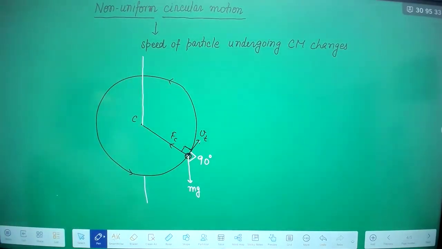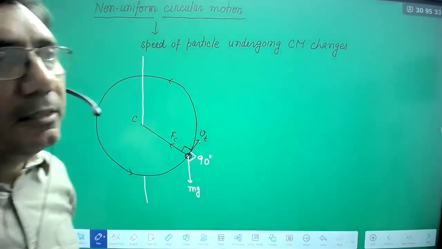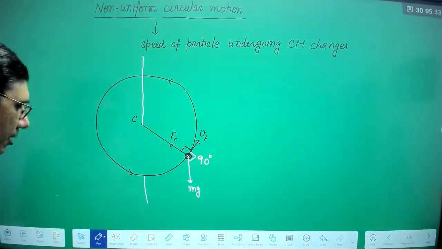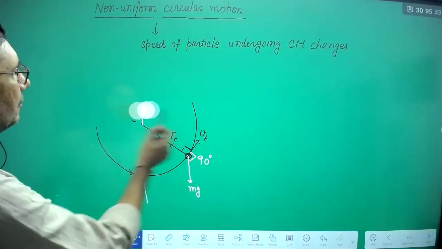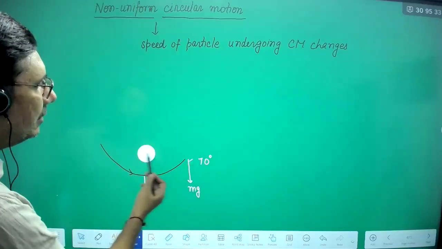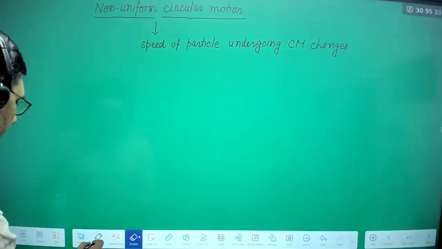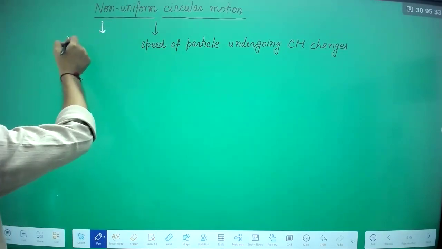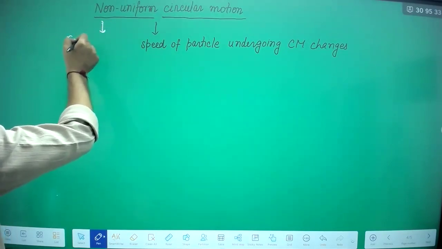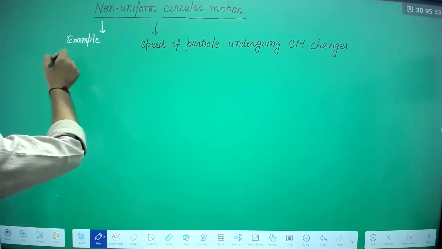Now we want to study non-uniform circular motion, where the speed of the particle is changing. The first question is why it is changing. So I'm removing this now, and I'm considering the vertical circular motion here. Its best example is vertical circular motion.